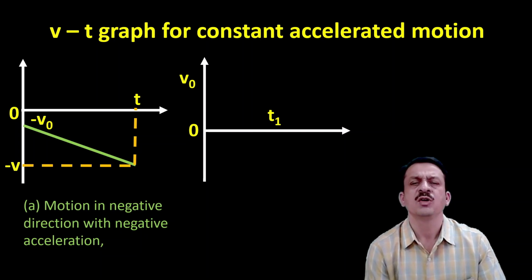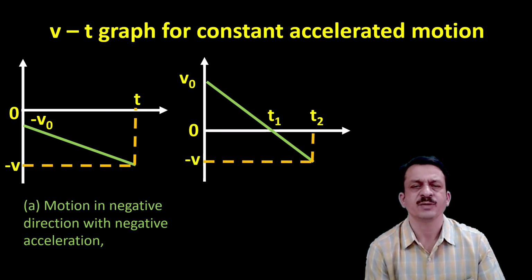Initially the object has velocity v naught. From that it is moving in a positive direction. Up to the time t1 it is moving in the positive direction with decreasing velocity, due to negative acceleration. At time t1 it is going to reverse the direction. So that is time t2 and the corresponding velocity is minus v.